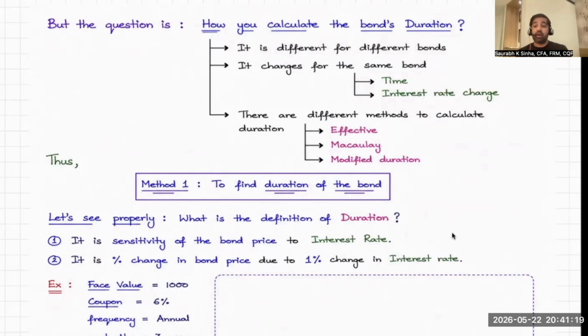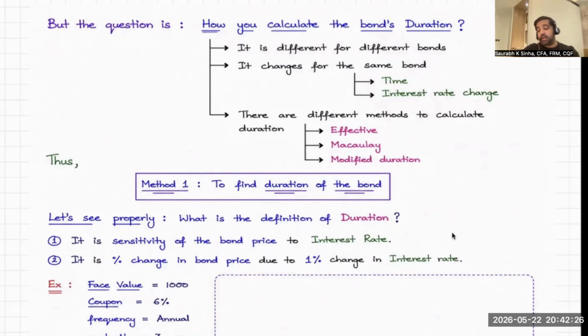Suppose today a bond has a maturity of 5 years and you calculated the duration, say 3.5. But tomorrow, the maturity will become 4 years and 364 days. The duration has already changed because duration is dependent on the time as well. It is not equal to maturity, but it is dependent upon the maturity of the bond. We'll see that. Similarly, if market interest rate changes or market yield changes, the duration will change. So it is challenging to calculate the duration.